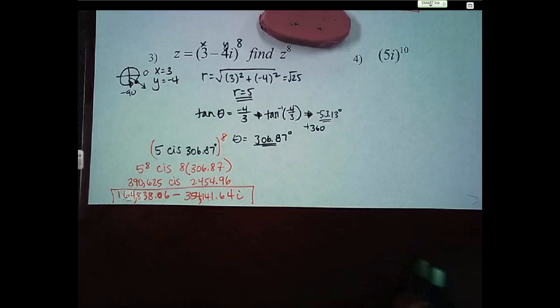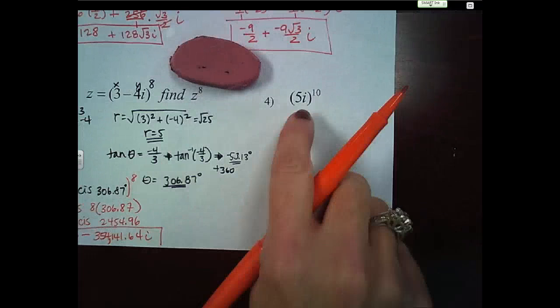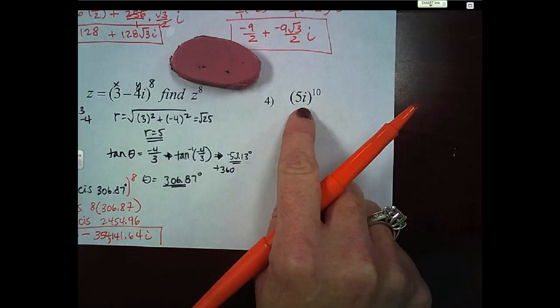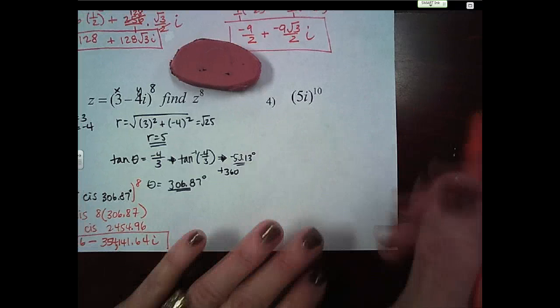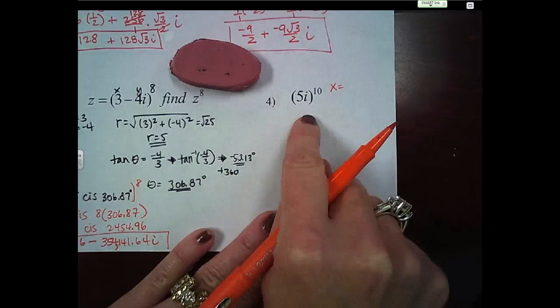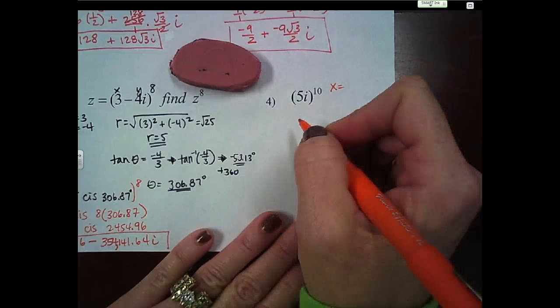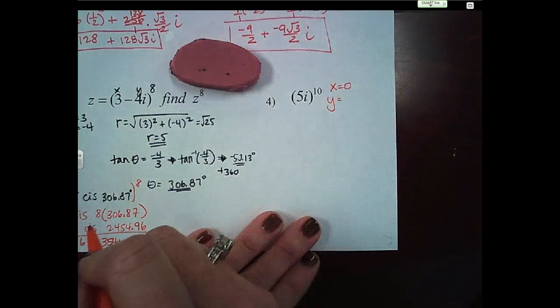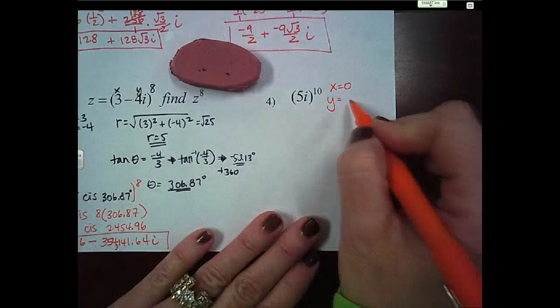All right, now number 4. It's asking me to find this to the 10th power. So step 1 is check and see if it's in CIS form. Is it? No. So let's get it that way. What does x equal in this problem? x is gone. There's nothing there. It's 0. y is the number in front of i. So what's y here? 5.